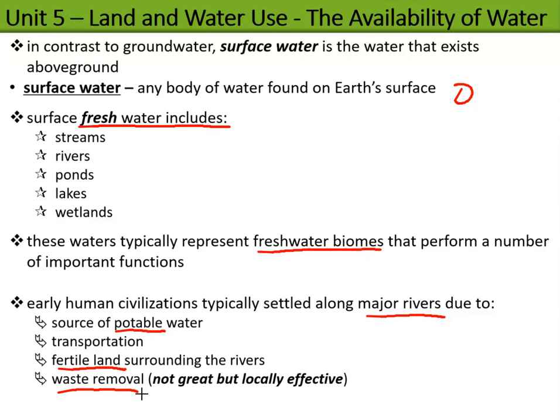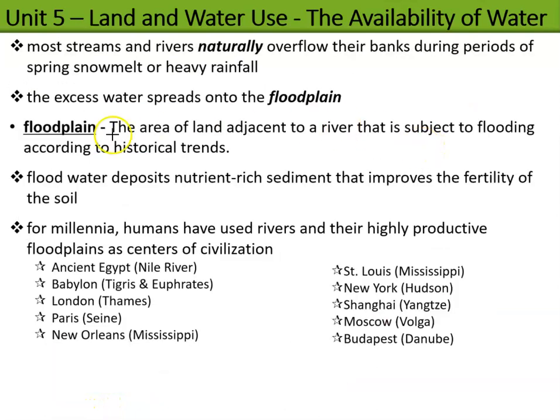And then later, when we started industrializing, we would get things like chemicals and other pollutants added into the rivers and streams. Now, this is not great at all. It has led to many problems, but it is locally effective. So locally, it's pretty great. If you can imagine that the sewage going downstream just disappears, that has worked well for humans historically for thousands of years.